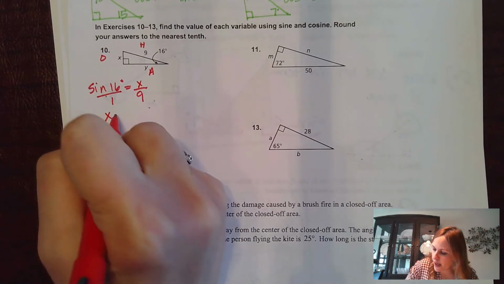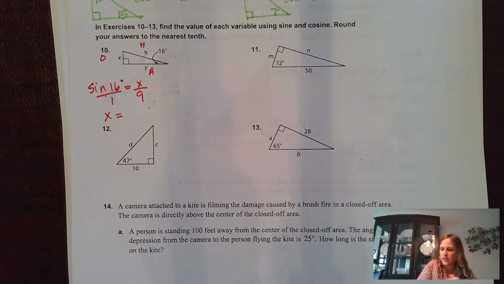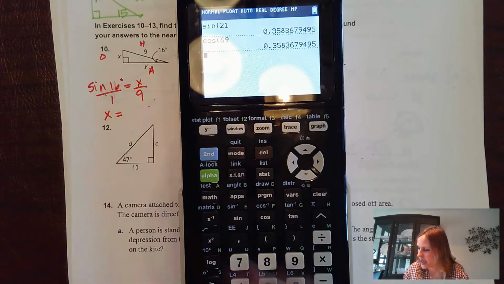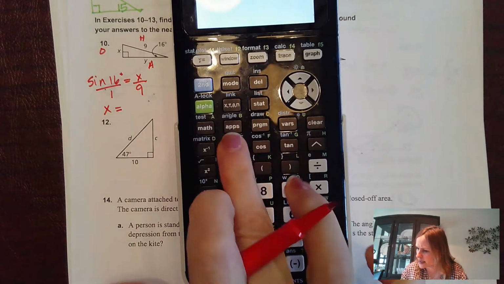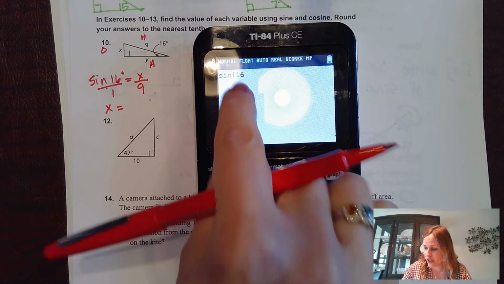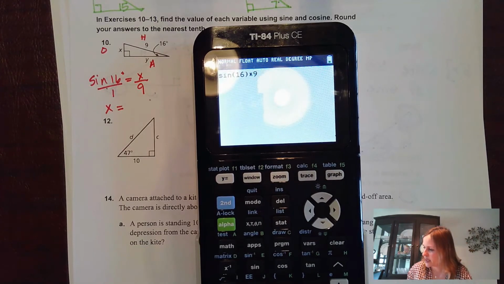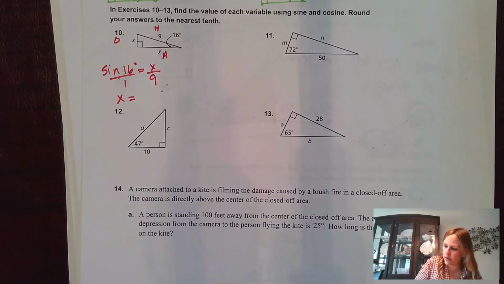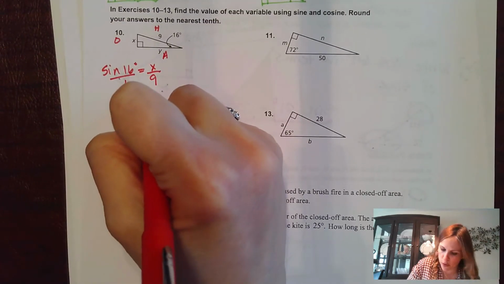So cross multiply, x equals, and then the rest of this is you doing your calculator. You're going to do sine of 16 times 9. Let me show you what that would look like. Sine of 16. Don't forget to close your parenthesis here, otherwise you'll get the wrong answer. So sine of 16 times 9, I get 2.48. It asks you to round to the nearest tenth, so we'll round it to 2.5.